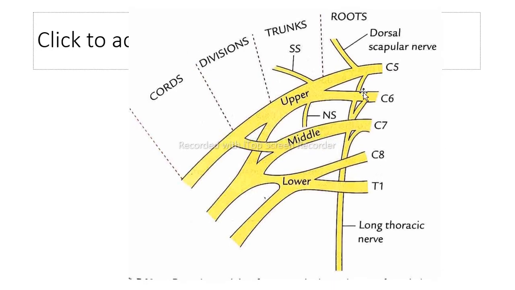So here the upper trunk, middle trunk and lower trunk. From the upper trunk arise the suprascapular nerve and nerve to the subclavius. From the C5 roots, there is the dorsal scapular nerve. The C5, 6 and 7 form the long thoracic nerve, or nerve to serratus anterior.